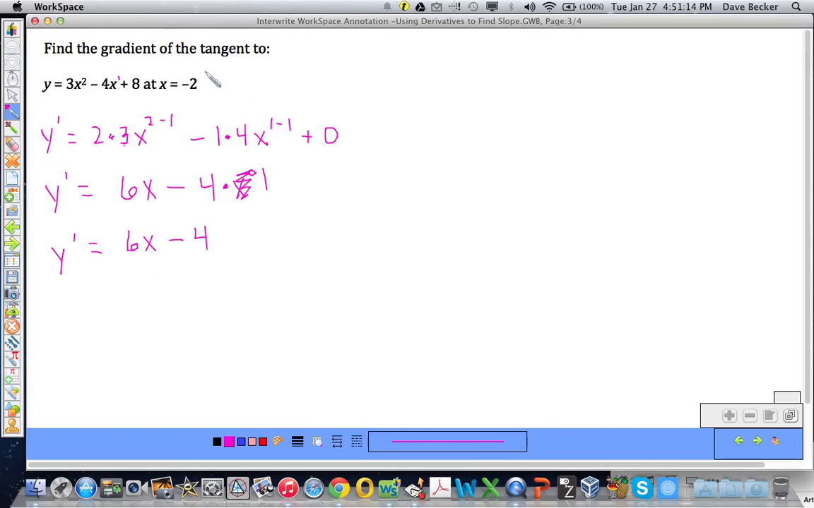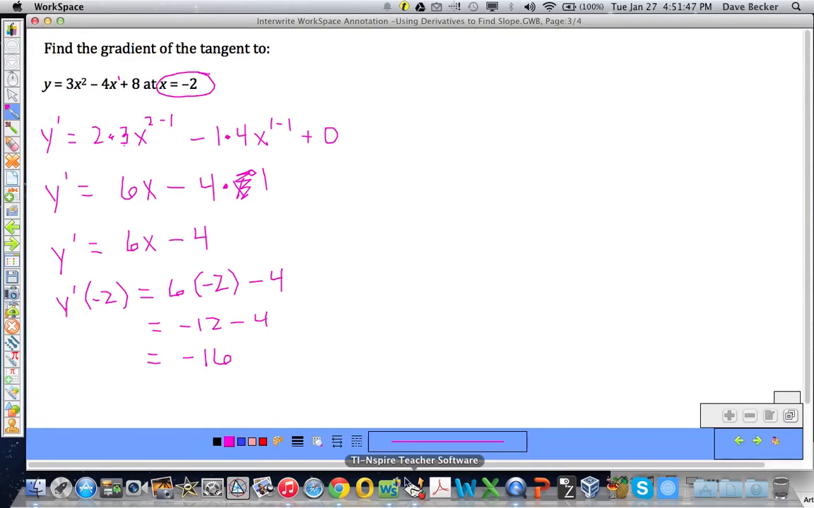Okay? But we are charged with finding the slope of the tangent to this curve right here when x equals negative 2. So now we just find y prime of negative 2, meaning we just take x and we replace it with negative 2. So this would be 6 times negative 2 minus 4. So that would be negative 12 minus 4. And so what we have found is the slope of the tangent to the curve, 3x squared minus 4x plus 8, when x is negative 2, is negative 16.